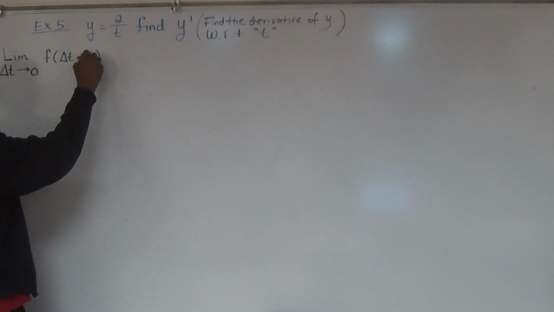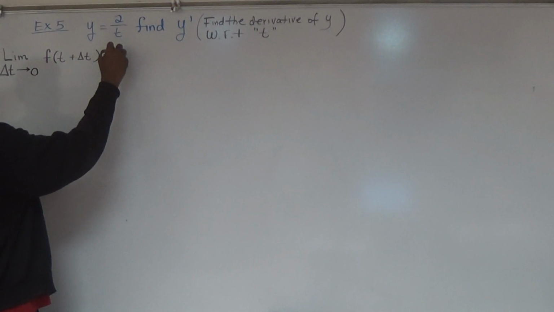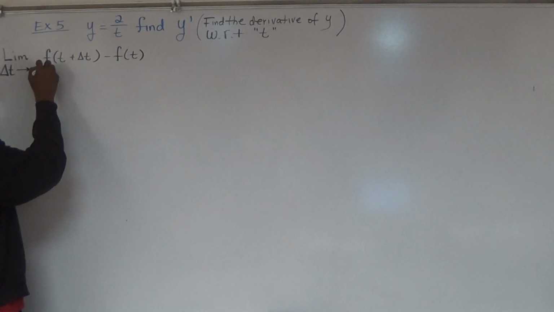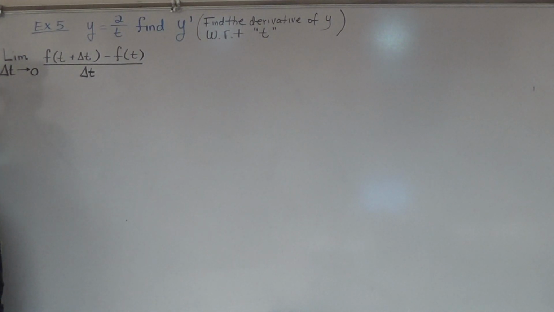Let me use black. Black feels better on the whiteboard. All right, so we have the limit as delta t now gets very small of f of t plus delta t. It doesn't matter how you write it, okay? Let's write it as t plus delta t. Either way, of t plus delta t minus, in this case, f of t, all over delta t.